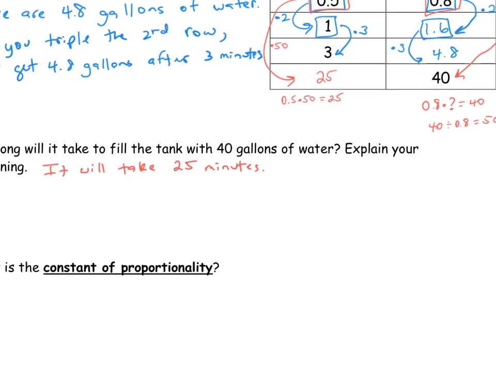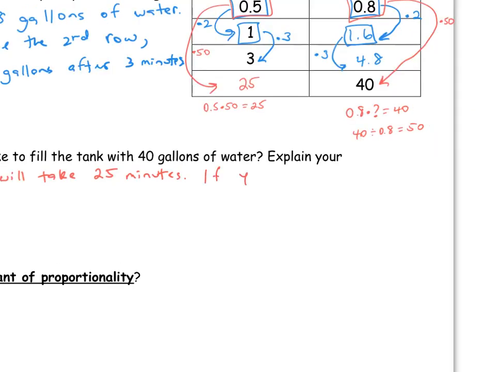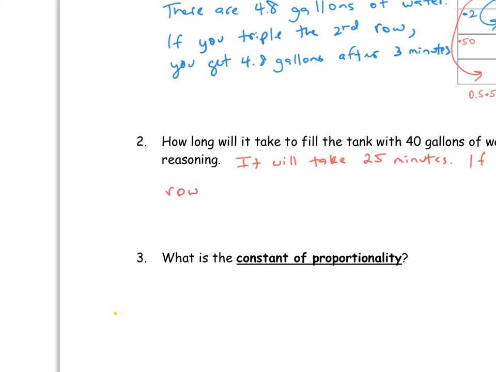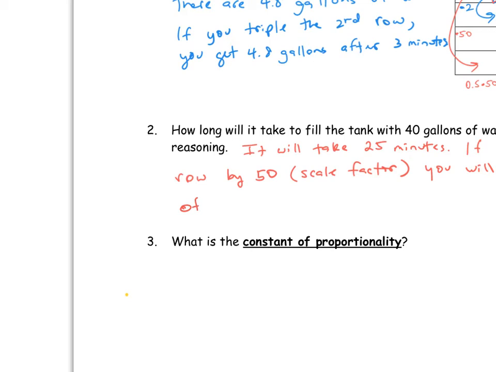And then again, it asks you to explain your reasoning, so you do have to explain in words. An explanation might be, if you multiply the first row by 50, remember this is like your scale factor, you will get 40 gallons of water in 25 minutes.